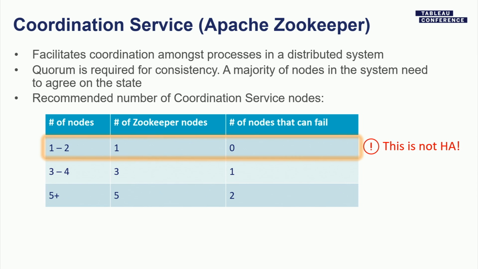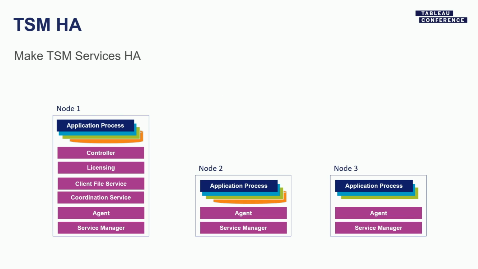All right. So now that we've gone over what the coordination service does, let's look at how to apply this in terms of HA for our TSM processes. So here's that same 3-node cluster that I was showing you before. But now I've collapsed down the application processes, and we're going to focus on the TSM processes. There's 6 TSM processes shown on the first node. You'll notice that Agent and Service Manager are already installed on node 2 and node 3.